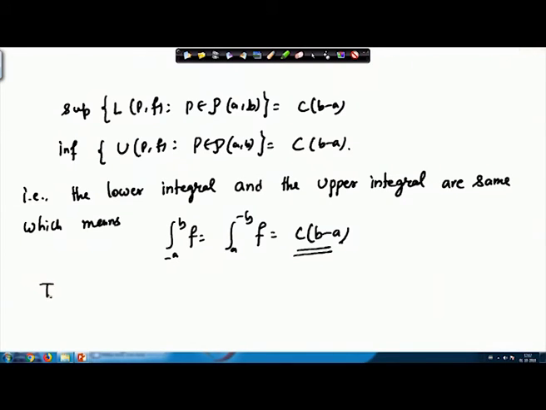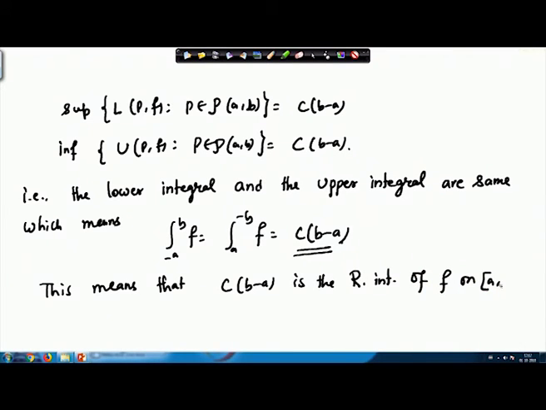So, this means that c times b minus a is the Riemann integral of f on a comma b, where f is the constant function, and it is denoted or we can just leave it like that.